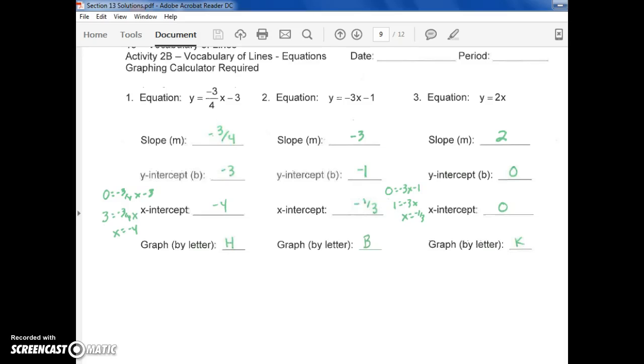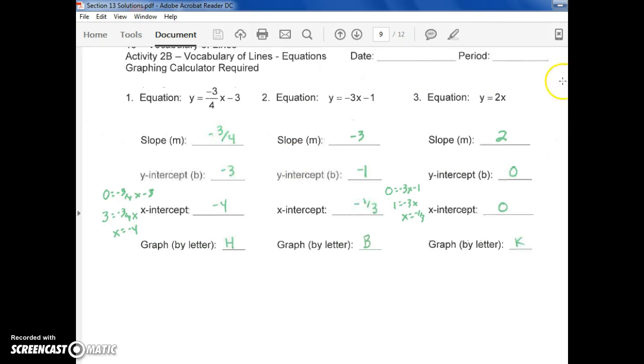In activity 2b, we're looking at vocabulary of lines, equations. We're asked to find the slope, the y-intercept, and the x-intercept, and to match the graph based on just the equation in slope-intercept form. Now that's going to be the key here, is that everything that we're looking at here is in the same form, every single equation.